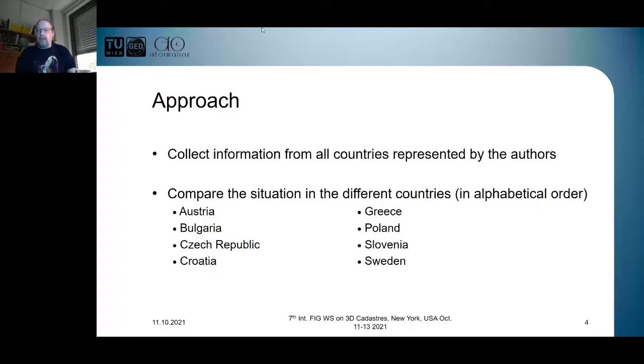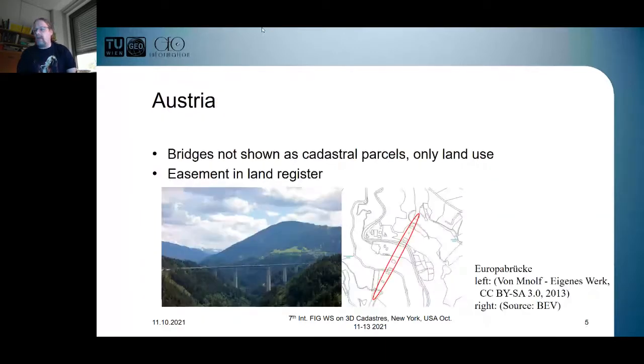So have a look at Austria. If you look at the situation in Austria, then bridges are not shown as cadastral parcels. What you see in the cadastre, as you see it here on the right, are small rectangles. That's the pillars of the bridge, and the bridge is this one. It's the Europabrücke, the European bridge. When it was created, it was one of the highest bridges worldwide, some 150 meters above ground. Those are the pillars here, and the red ellipse shows the position of the bridge. The position of the bridge itself is not shown in the Austrian cadastral map.